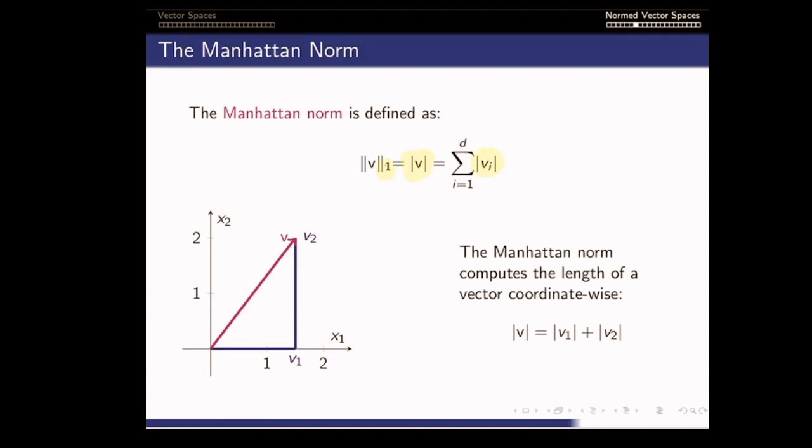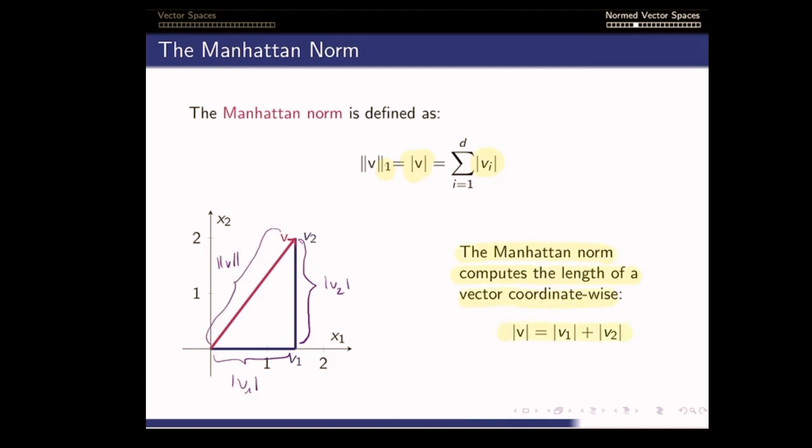For example, the length of this vector here was the norm of v, but the Manhattan norm of v would be this piece added to this piece. So this is the absolute value of v2, and this is the absolute value of v1, and then you can see that the 1 norm is in this case longer than the norm of v, the Euclidean norm. So the Manhattan norm computes the length of a vector coordinate-wise. This is the example here for 2 dimensions.